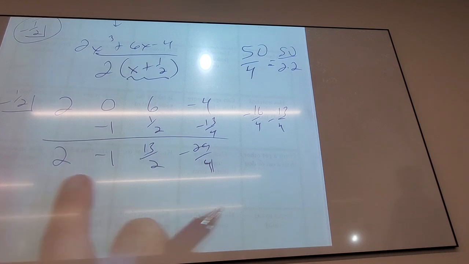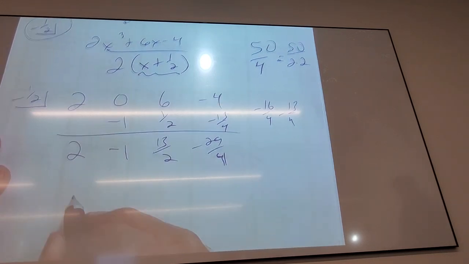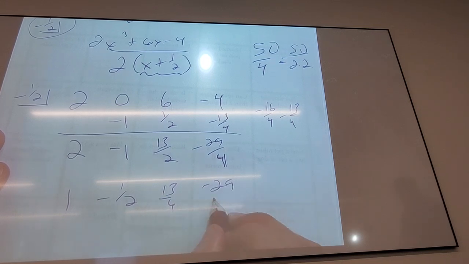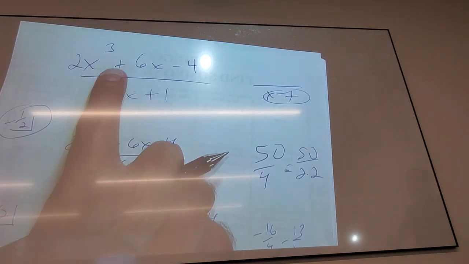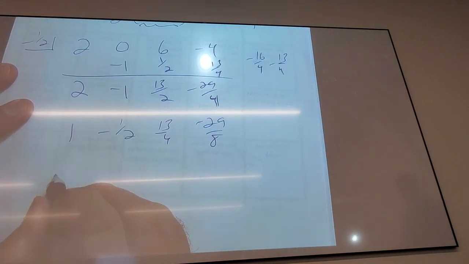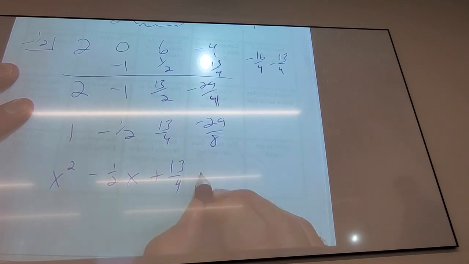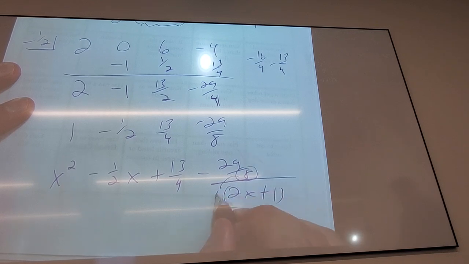And of course, this is not the answer. I have to then divide all of these by 2. So this will be 1, negative 1/2, negative 13 fourths, negative 29 eighths. And then I can write the answer. What would the answer be? It was a cube, so now it's a square. So I can make this look a little bit better. Bring the 8 down.